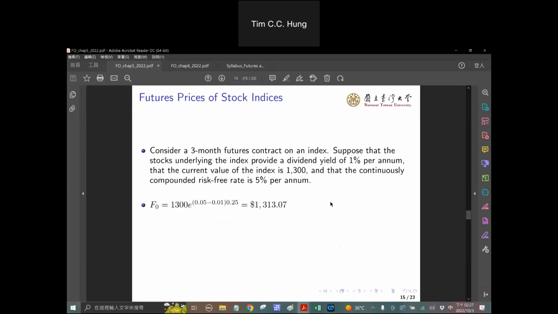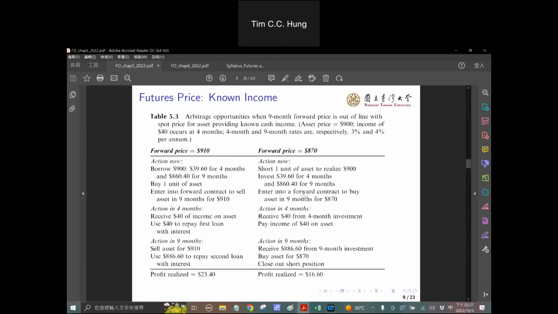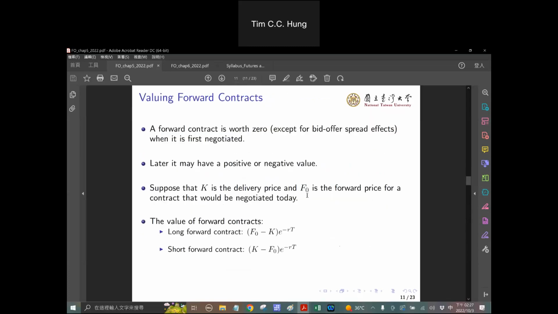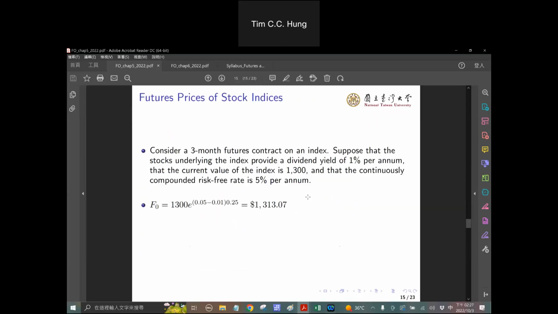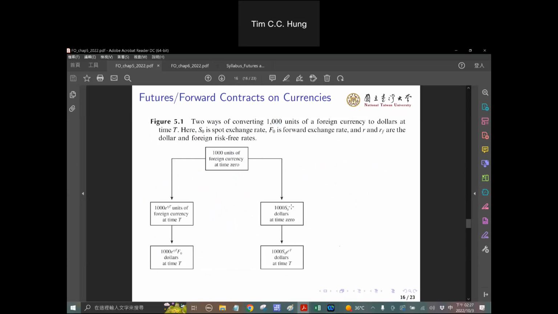This is very straightforward. This is exactly the same example as the non-yield examples. So I think there's nothing much to talk about over here. Let's move on and talk about the futures or forwards on currencies.